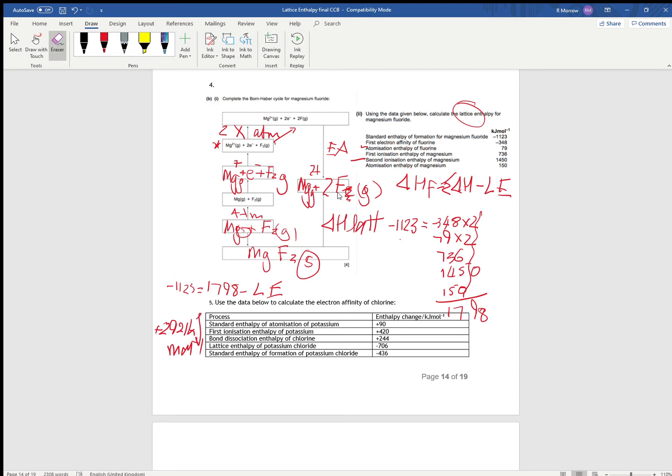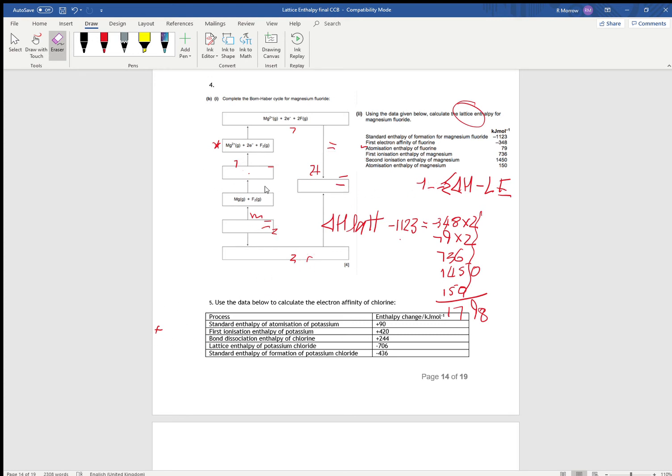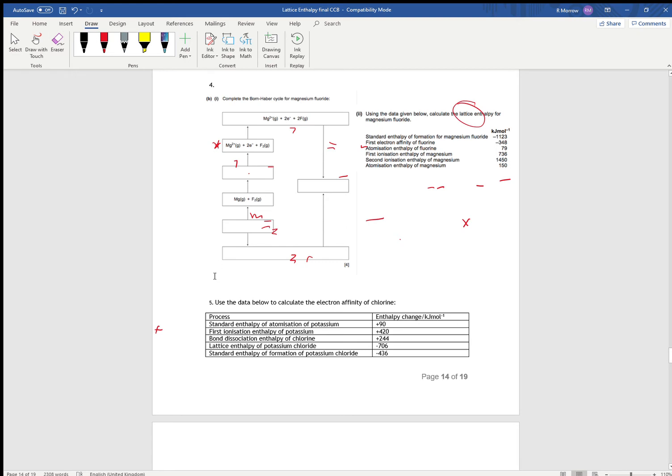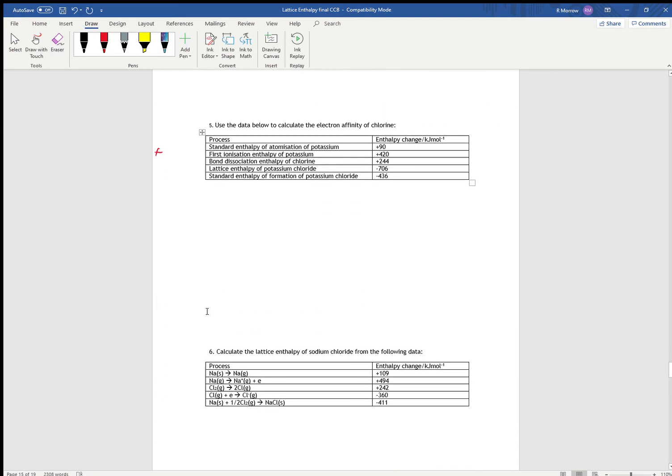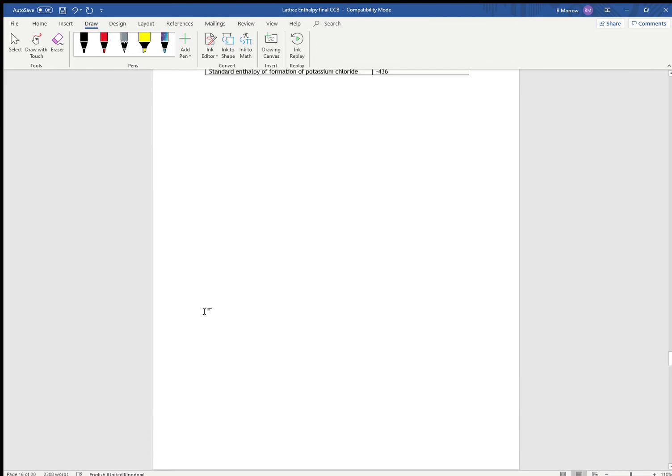Right. So let's just clear that away, and we'll start the next one if it's worth doing. The next one we're being asked to work out something slightly different. We're being asked to get the electron affinity. Generally these questions work around the lattice enthalpy, but on occasion we'll be asked to get the electron affinity, and that's fine. We'll do that. Just skip it down a page to give us a bit more room.